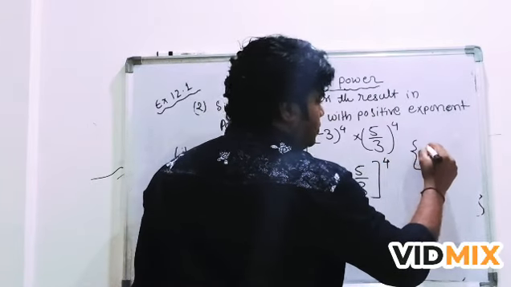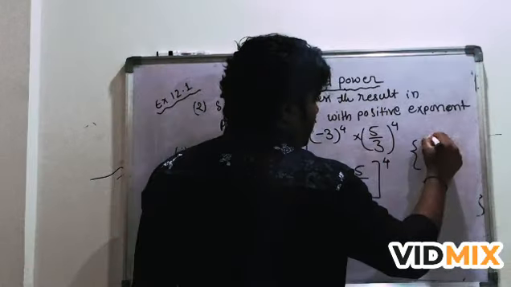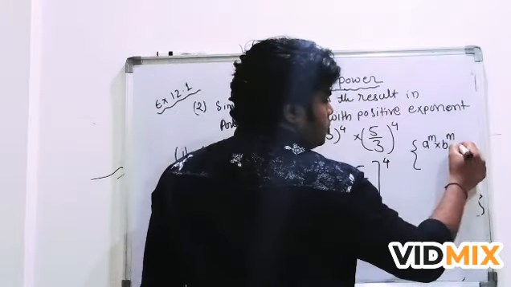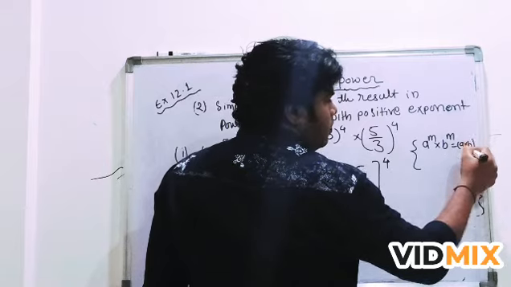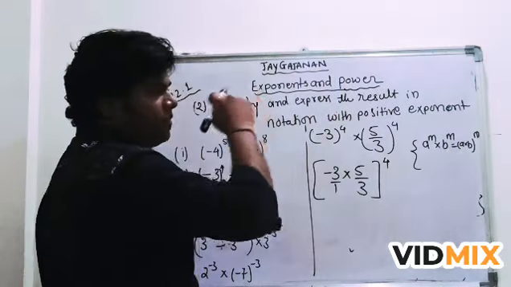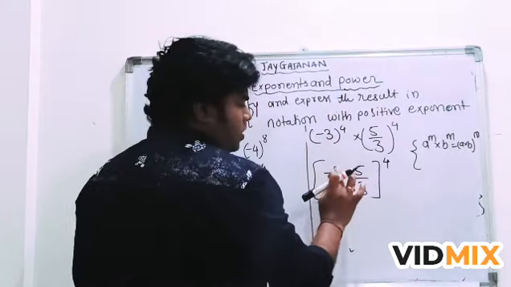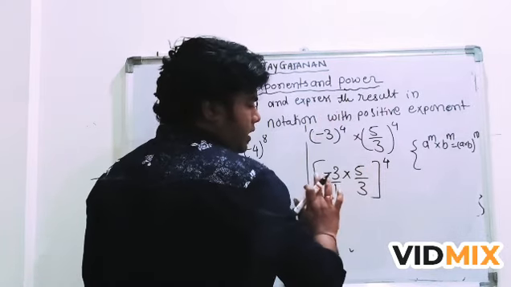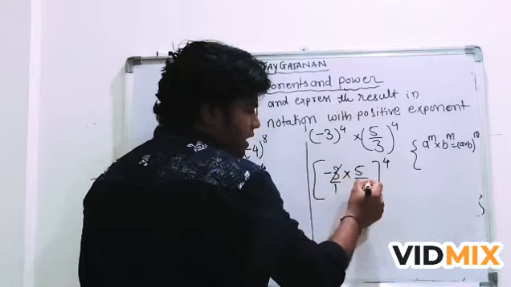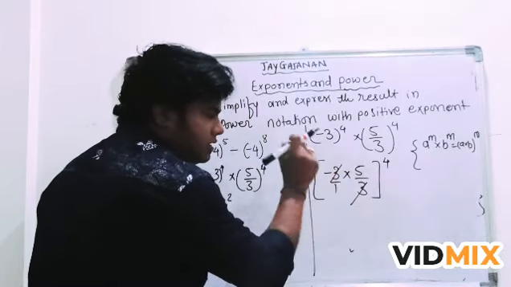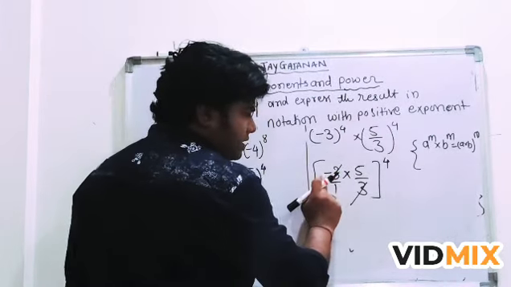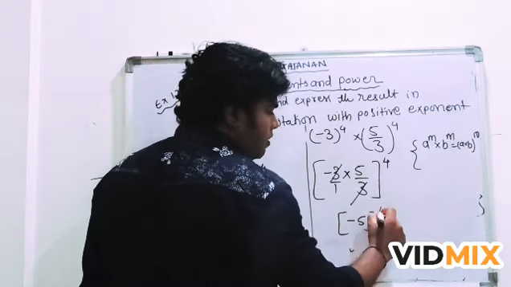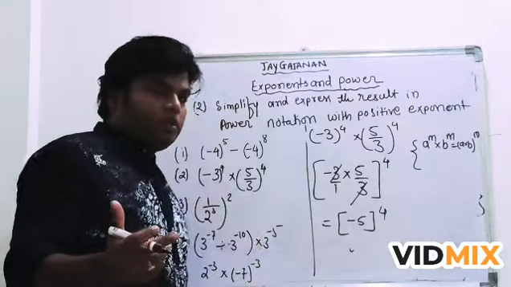So which identity are we using? We are using a to the power m into b to the power m is equal to a into b to the power m. Correct? This identity we are using. So this is your a, this is your b, to the power 4. Correct? Now we will simplify this: 3 and 3 will get cancelled because it is a multiplication. So I am left with the minus sign and this 5. Minus 5 to the power 4, and we are finished with the problem.